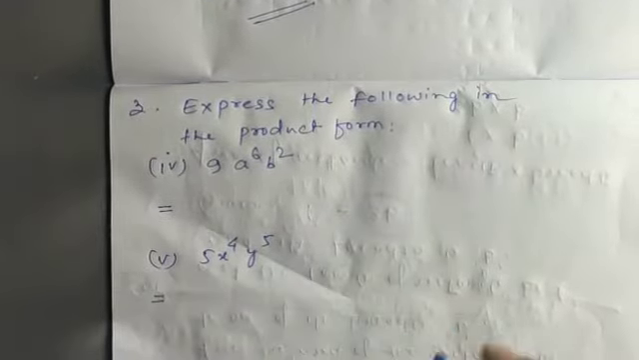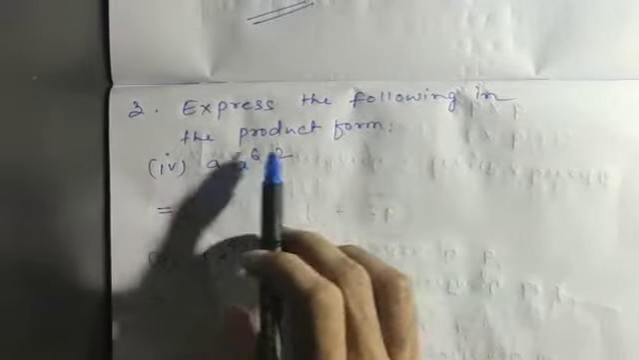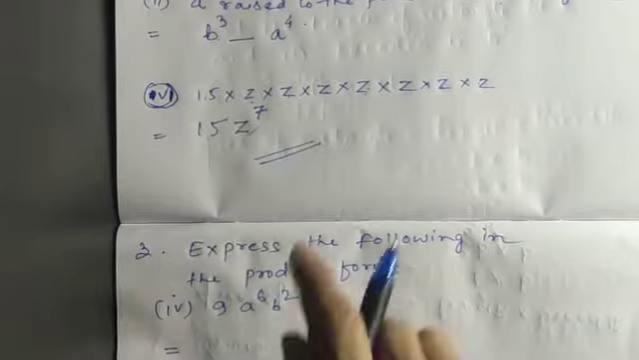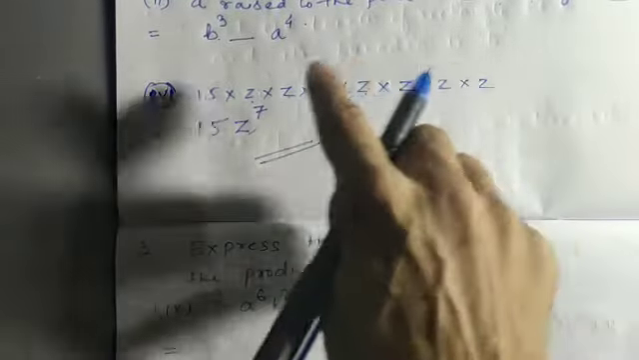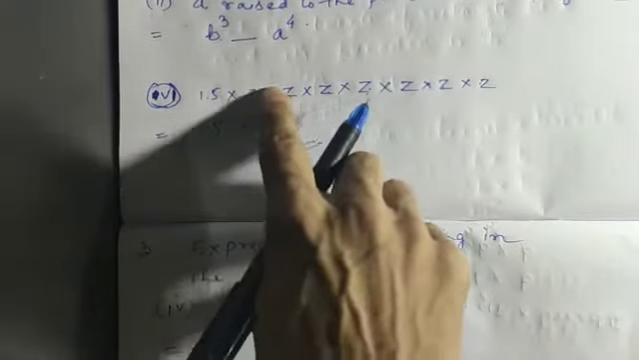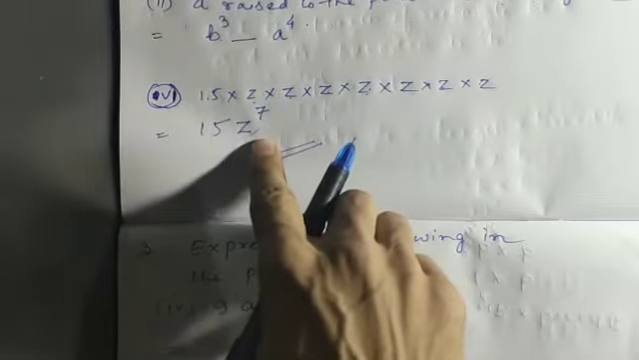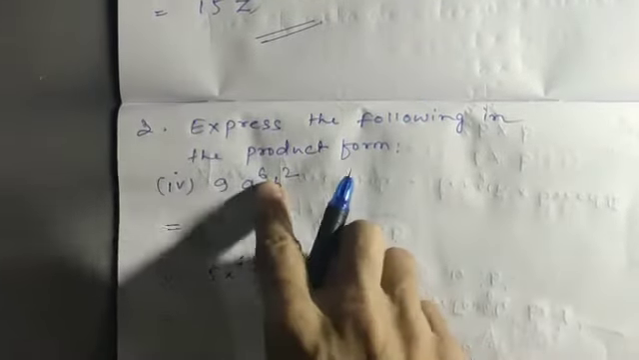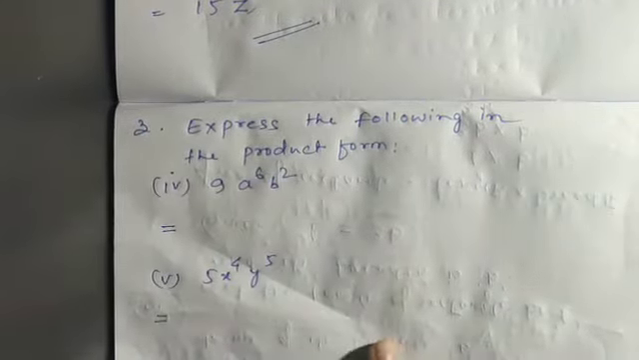Next question, express the following in the product form. In the product form. So how we will make it in the product form? Before also they gave in the exponential form, we made it in the product. They have given in the product form, we have made it in the exponential form, right? Here given in the exponential form, we have to make it in the product form.